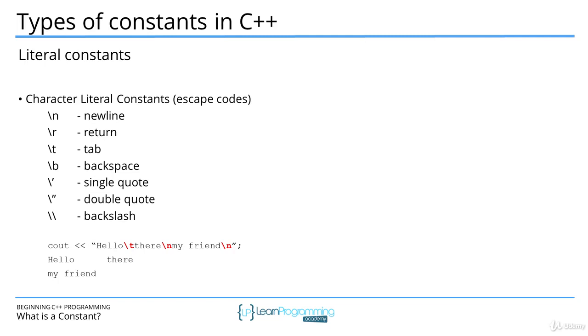We can also have character literal constants in C++. We haven't used these yet, but they're commonly used within string literals. They consist of the backslash character followed by another character, and they're called escape codes. You can see some examples in this slide. The cout statement will display hello, then tab over and display there. Then it will go to the beginning of the next line and display my friend, and then it will go to the beginning of the next line again. It's very common to see escape codes embedded in string literals and output statements.